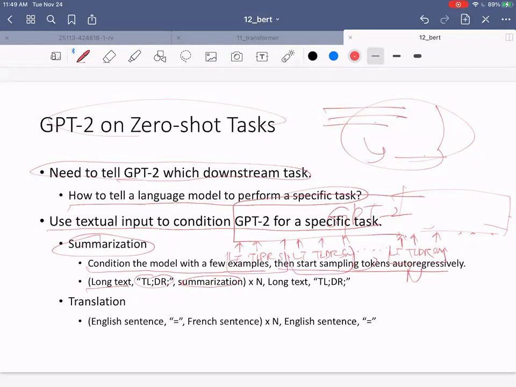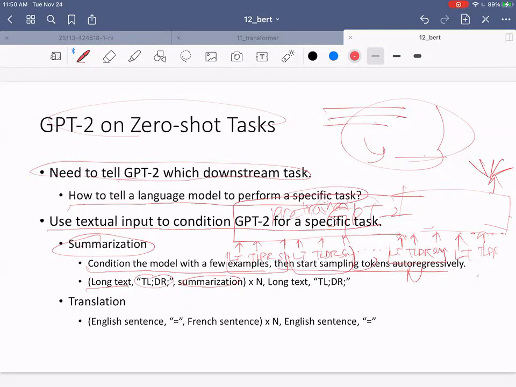And then after you've fed this into GPT-2, pre-trained GPT-2, then you do one final push. So long text, TLDR, and then you start sampling. You probably don't even need a start symbol. You probably just need TLDR and that's it. So you do a TLDR and then start sampling what would be the next word, and then do this autoregressively. So that's how you condition your pre-trained GPT to perform a specific task.